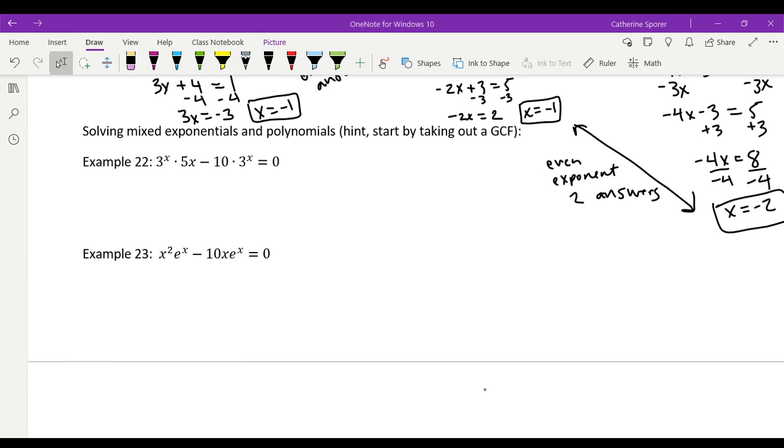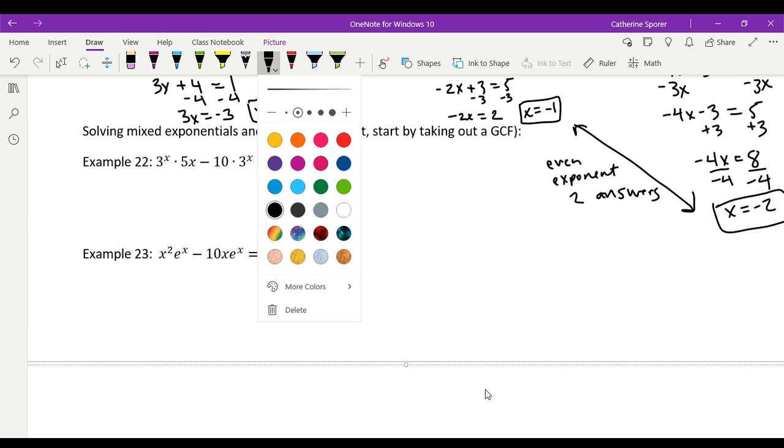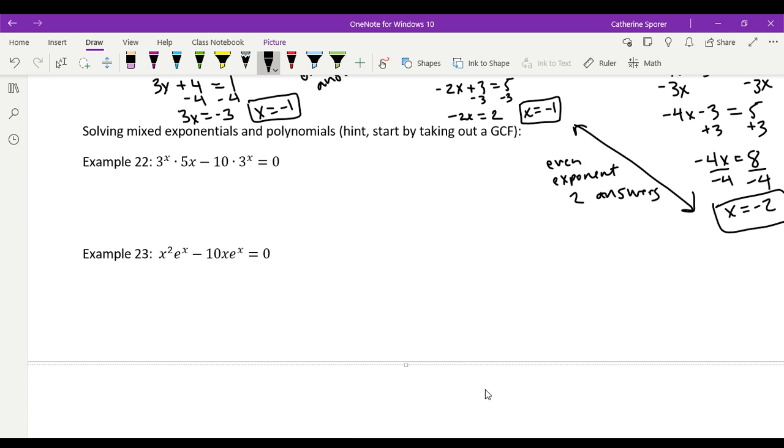To solve equations that are mixed exponentials and polynomials, we want to think about taking out GCFs to solve if possible. So example 22: 3 to the x times 5x minus 10 times 3 to the x. Both of those terms share a 3 to the x, so we can factor out that exponential 3 to the x from both terms. That would give us just 5x in the first term and minus 10 from the second term. And that's set equal to 0.